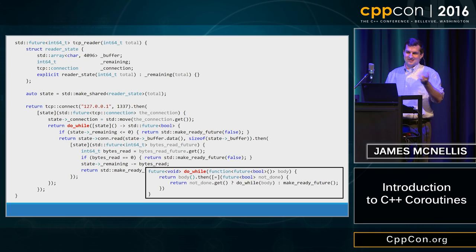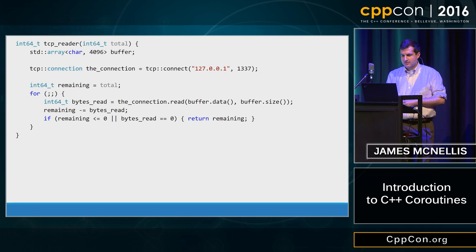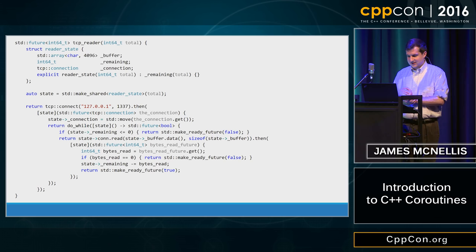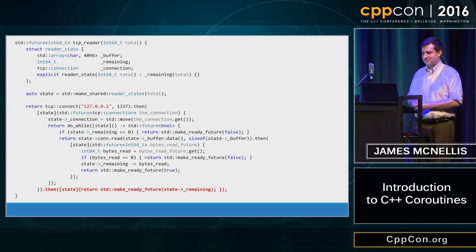So if we look again at our synchronous program, we've forgotten to return the result. So we just need to add one little line of code here to return the result. Would anybody like to guess where? Not you, Gore. Well, we just need one more continuation. And when we're done with this entire loop, we will return the result in a ready future.